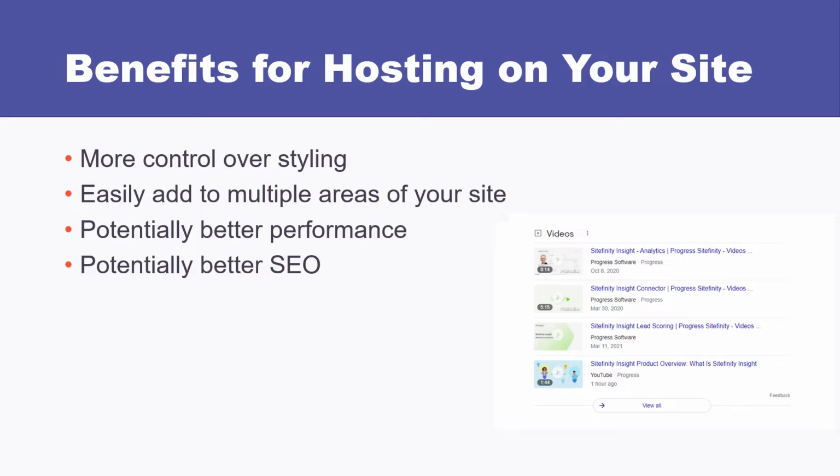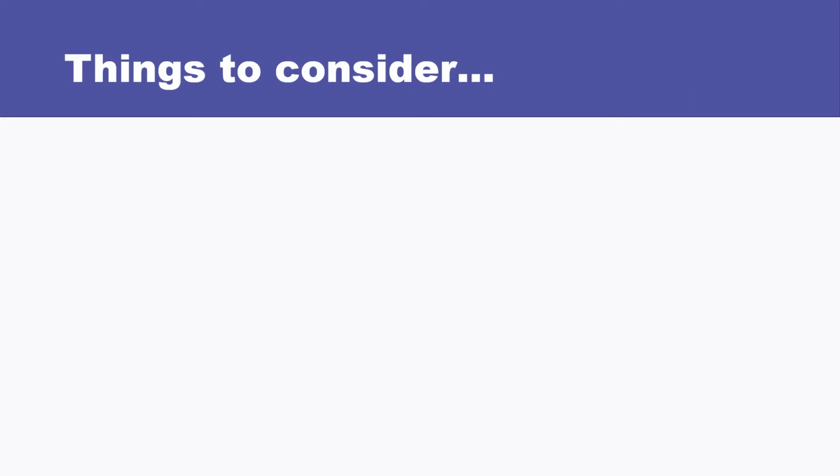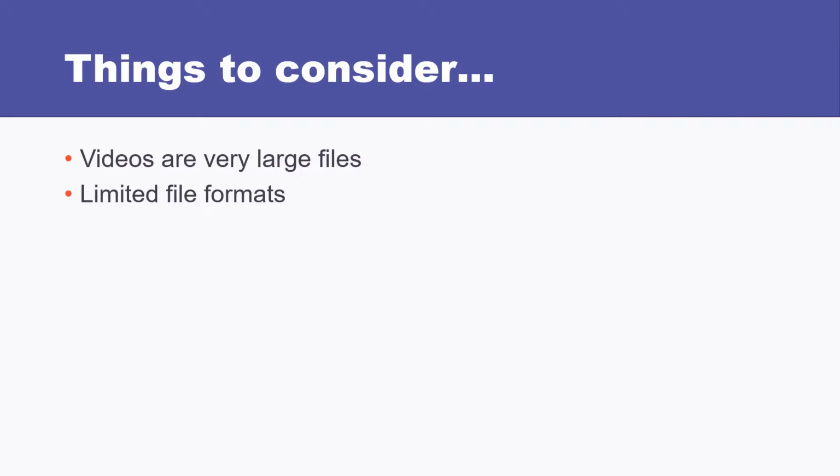So some of the things to think about before hosting a video on your website. The first thing is videos are typically very large files, so you'll need to make sure you take that into account. Also, there's limited file formats. Most video platforms like YouTube accept several different file formats, but by hosting the video on your website, you may be limited to the type of video file you can upload. Now, this isn't a big deal since the most common file format for videos is MP4, which is supported by all browsers and most content management systems.